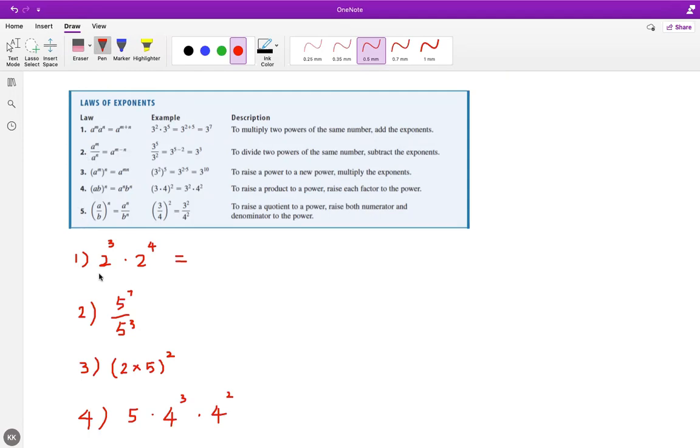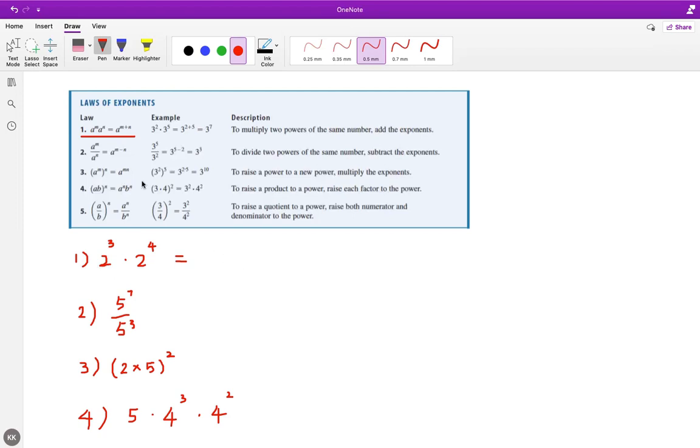Question number 1 said we have a base 2, and these two powers have the same base. So which law can I use for this one? Which law is a multiplication with the same base? Only law number 1 states that we have the same base, two different powers. So we can use law number 1 to do this one.